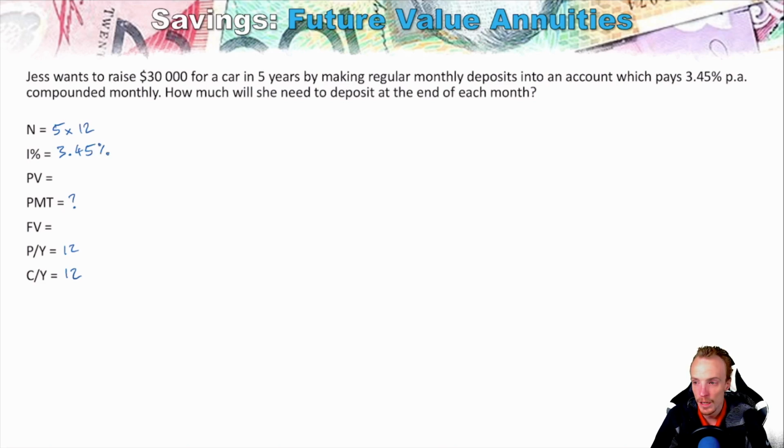The present value here is starting with 0. That's what we've got to assume. And finishing with 30,000. It's got to be positive because we're pulling it out of the account at that time. So it becomes fairly straightforward for this particular question that we just now enter these values into our calculator. So that'll be 5 by 12. $30,000 and then both 12.